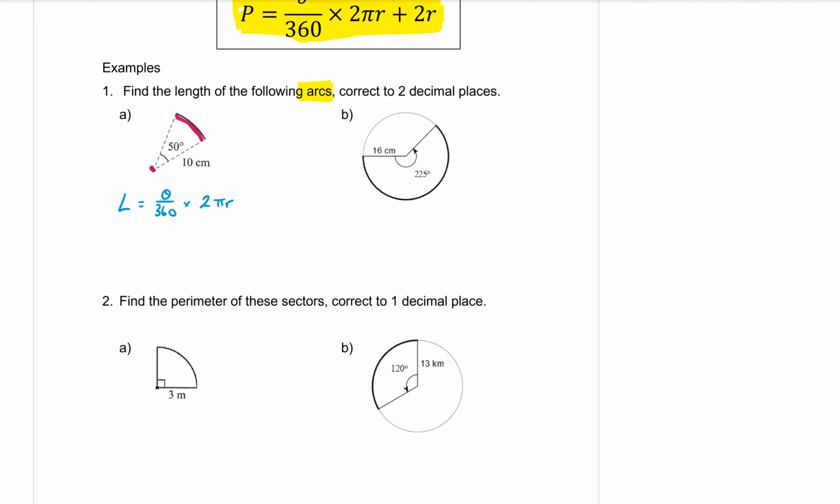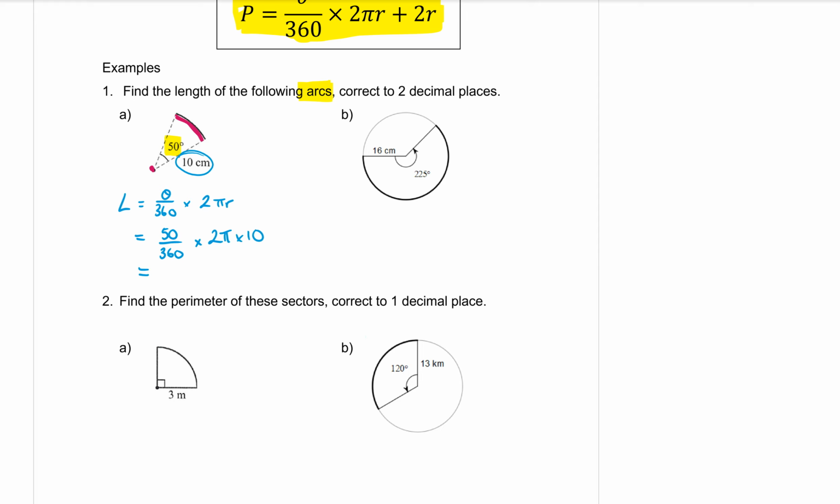Now remember that theta, I'm sure it's still a little bit scary for some of you, but it just means what angle do I have? And I have a 50-degree angle. So all I need to do is put 50 degrees on the top of that fraction, divide it by 360, and times by 2 pi. But instead of r, I want to put in that the radius is 10, so times 10.